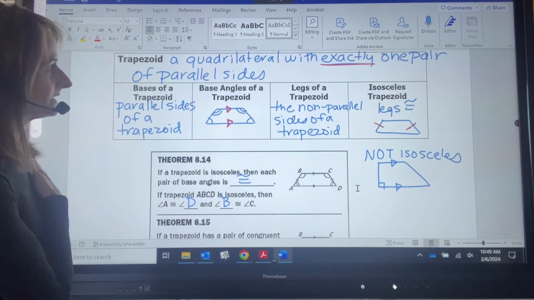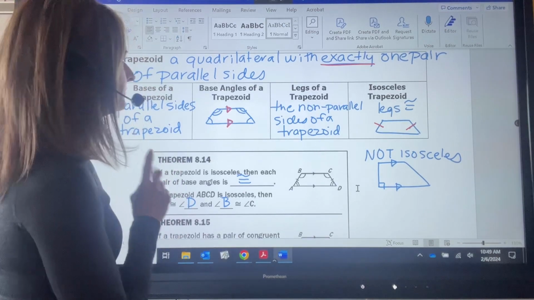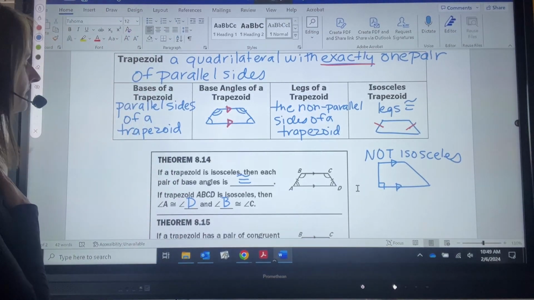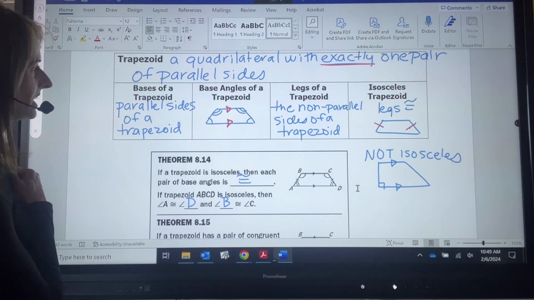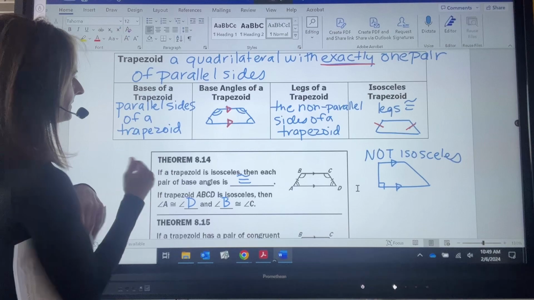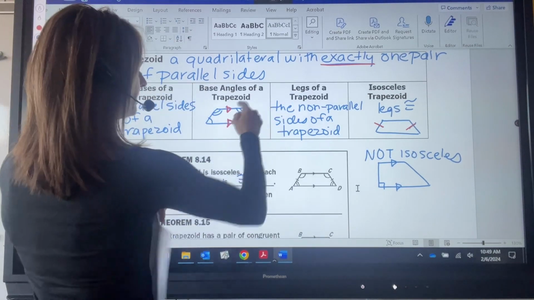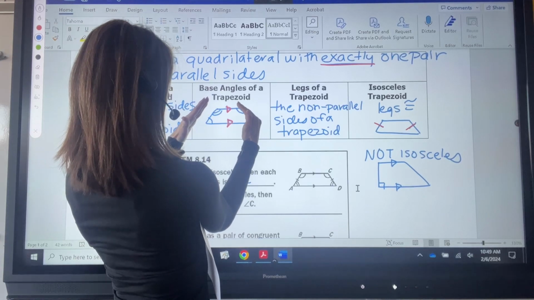So a trapezoid is a quadrilateral with exactly one pair of parallel sides. And the bases of the trapezoid, so here's an example of a trapezoid. The bases are the parallel sides. Those are the bases, okay? The legs are the non-parallel sides.